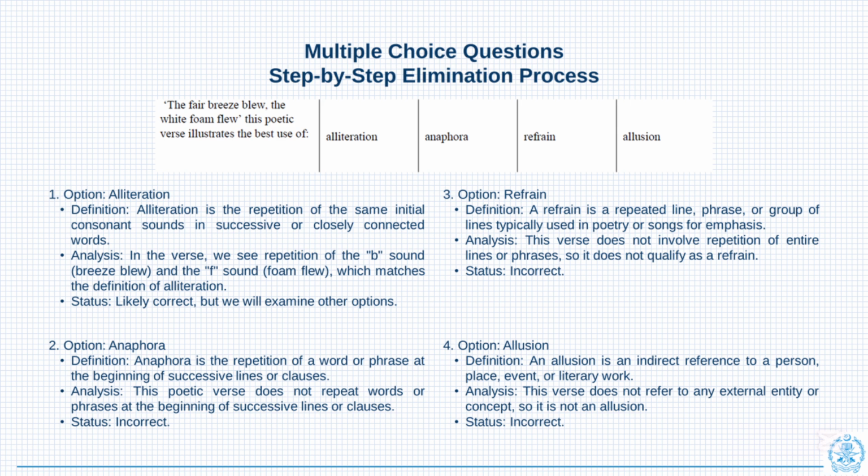Allusion is a reference to a person, place, event, or literary work. There is no such external reference in the verse. That means A is the correct option.